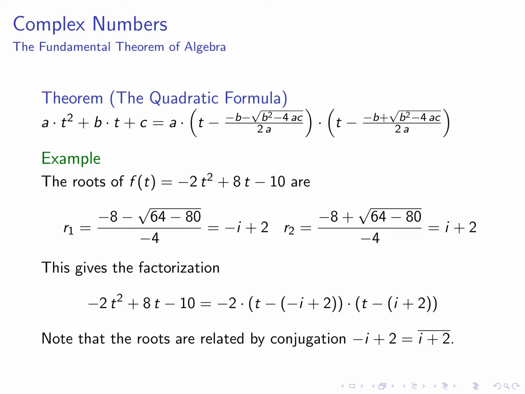Another thing to notice about this example is the 2 roots we found, negative i plus 2 and i plus 2, are related by conjugation, which is expected because this is an example of a polynomial where each one of the coefficients is a real number, which means that the roots of the polynomial occur in conjugate pairs. So we have a quadratic polynomial with real coefficients whose roots happen to be complex numbers that are not real, and the 2 roots occur in conjugate pairs here.